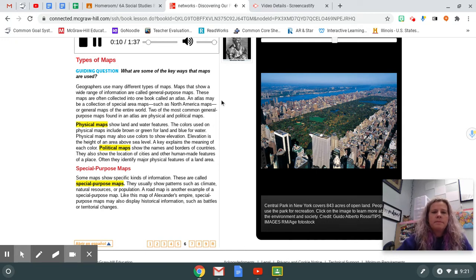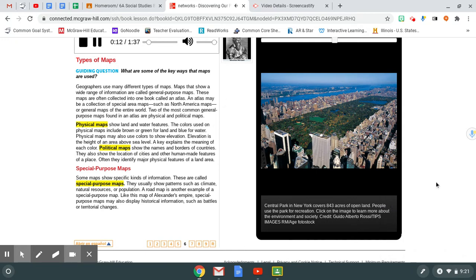Geographers use many different types of maps. Maps that show a wide range of information are called general-purpose maps. These maps are often collected into one book called an atlas. An atlas may be a collection of special area maps, such as North America maps, or general maps of the entire world. Two of the most common general-purpose maps found in an atlas are physical and political maps.